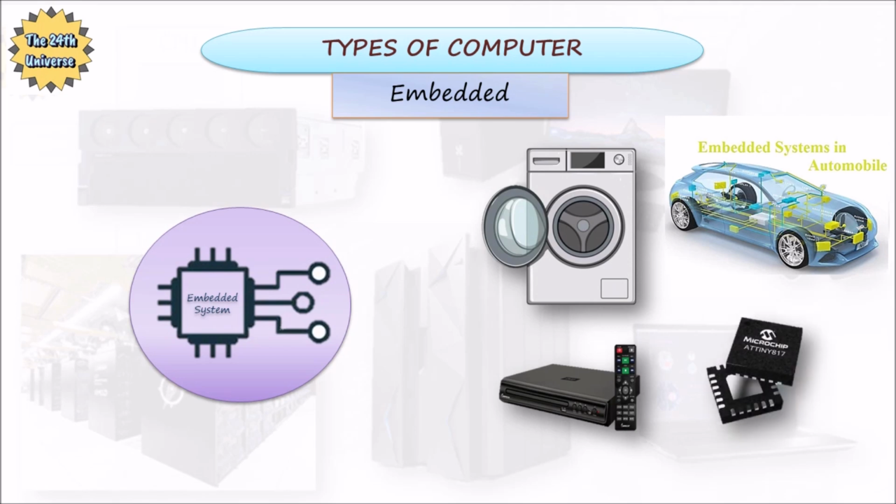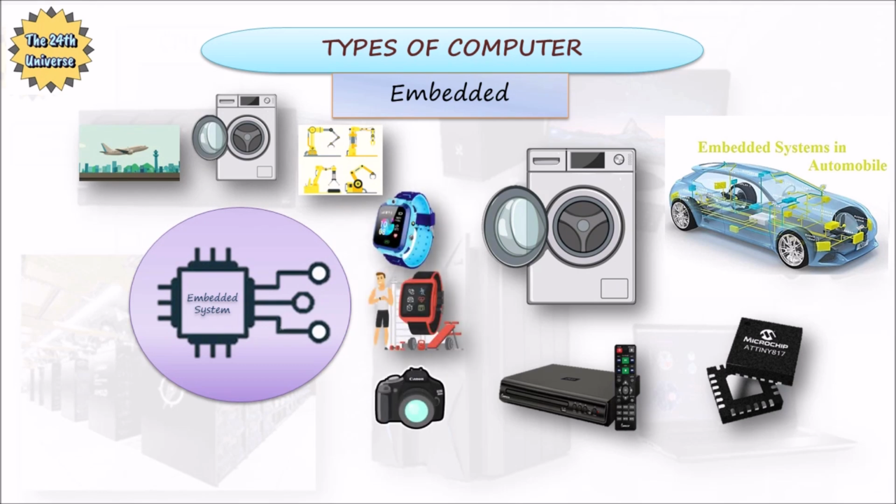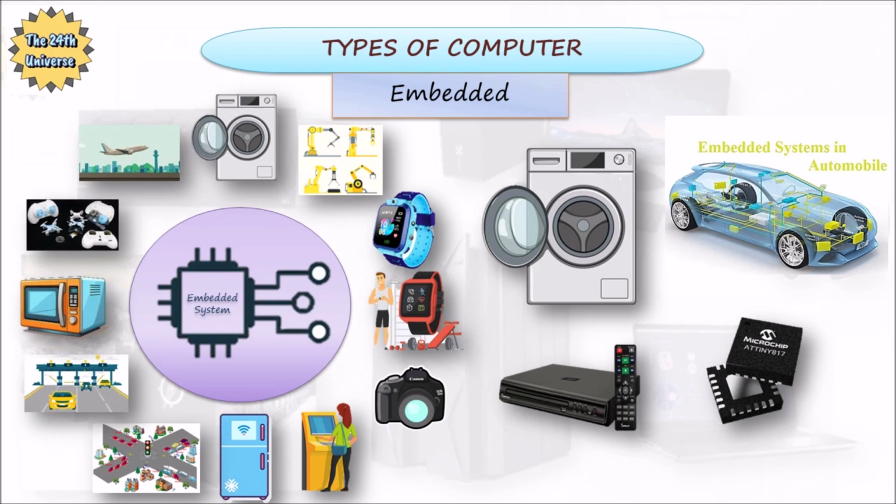Embedded computers are chosen to meet the requirements of the specific application, and most are slower and cheaper than CPUs found in the personal computer. Examples are airplanes, washing machines, industrial robots, smartwatches, fitness trackers, digital cameras, ATM machines, smart refrigerators, traffic monitoring systems, electronic toll collection systems, microwave ovens, electronic toys, and so on.